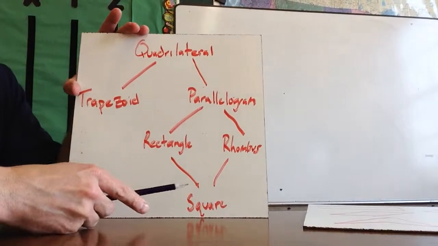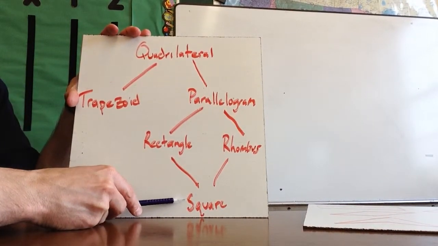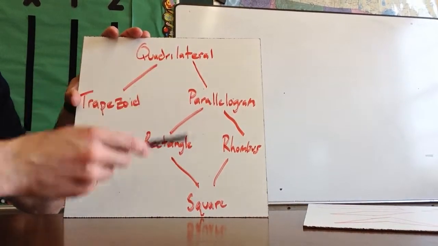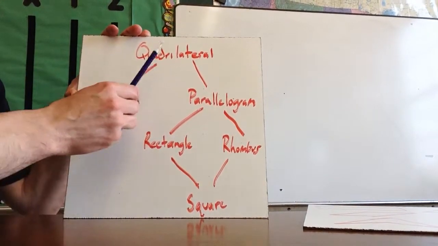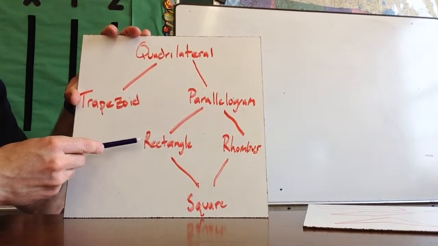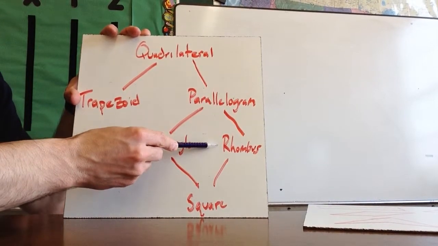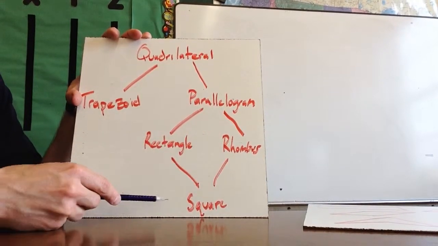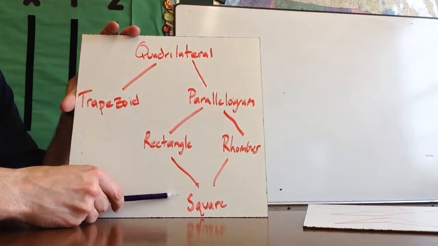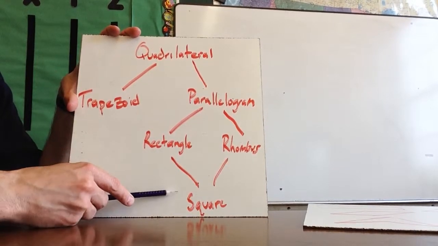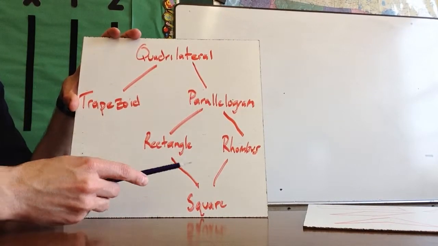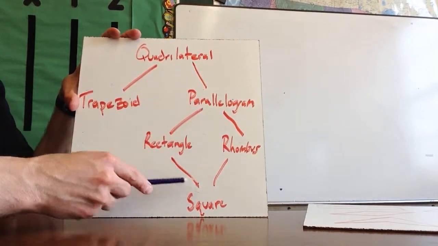And then finally, a square, which is actually a rectangle and a rhombus, and a parallelogram and a quadrilateral. A square not only has 4 sides, not only has 2 sets of parallel lines, but it also has 4 right angles and 4 sides that are congruent. So a square is actually all of this, which is why a lot of people get confused, but a rectangle is not necessarily a square. A rhombus is not necessarily a square. A parallelogram is not necessarily a square.